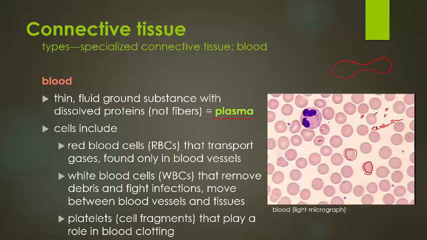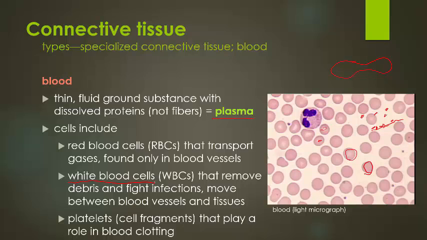Also associated with the blood are white blood cells. These are large macrophages that circulate in the blood and remove debris and help to fight infections by engulfing bacteria. And they also have the capacity to move between blood vessels and tissues. So rather than being restricted only to the blood vessels, they can get out into the tissues to help clean up things.